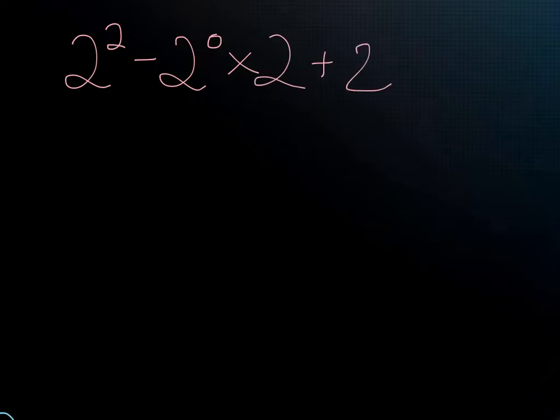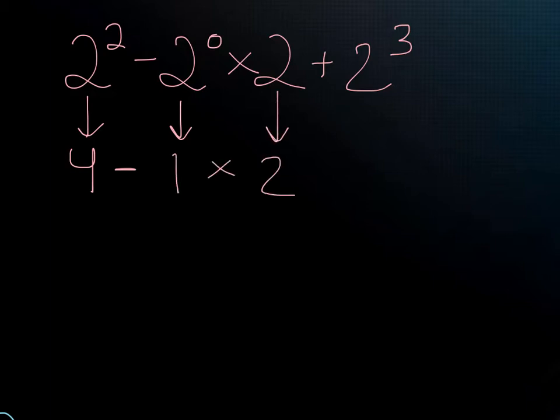Okay, let's try 2 to the power of 2 minus 2 to the power of 0 times 2 plus 2 to the power of 3. Okay, so following BEDMAS rules, first we try brackets, there are none, so then we go on to exponents. So that means we're going to solve anything that is a power. So 2 to the power of 2 becomes 4. 2 to the power of 0 is 1. Remember, anything to the power of 0 is 1. The 2 just stays the same. And 2 to the power of 3 is 2 times 2 times 2, which gets us 8.